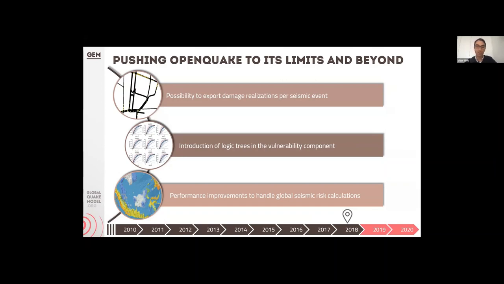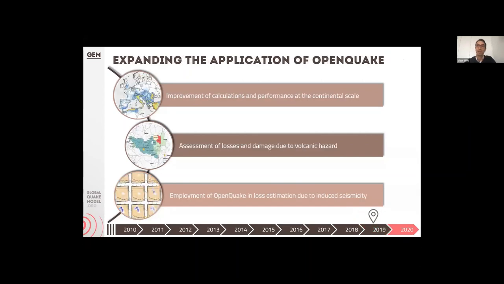And obviously we had to improve a lot the computational performance of OpenQuake, because this was the year where we were testing continental scale calculations in order to release the global risk model, which was released in December of this year. So last year, we saw some new applications of OpenQuake, again, at continental risk calculations, for example, for Europe within the SETA project, which are obviously continuing this year.